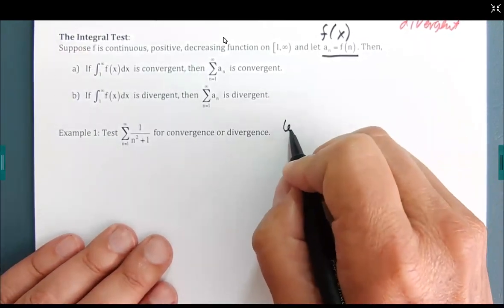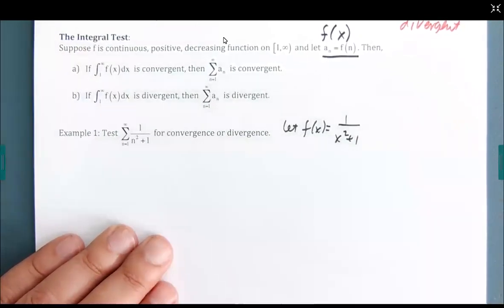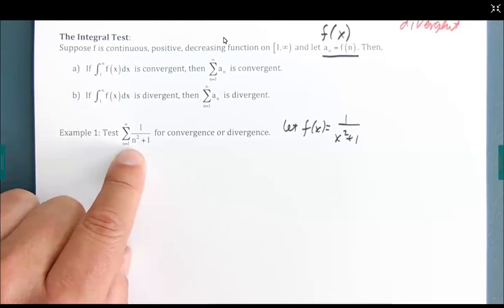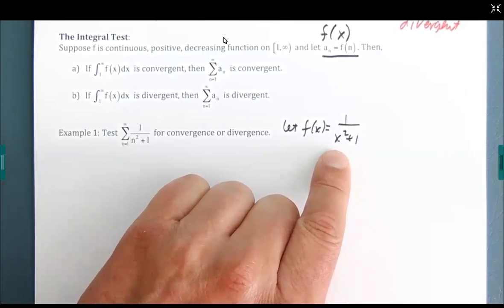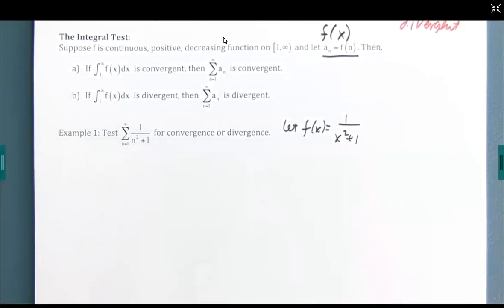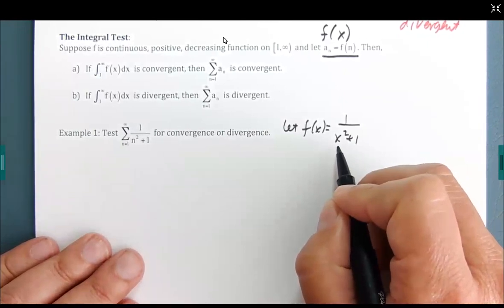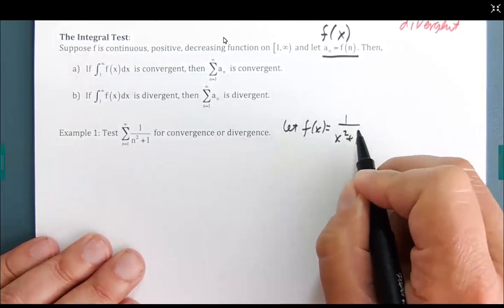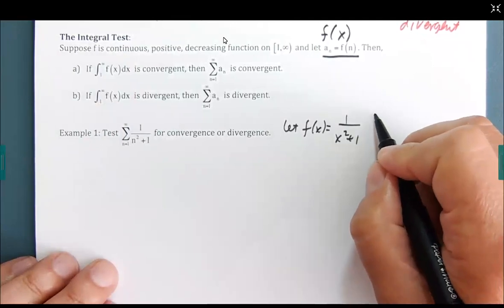In this case, I'm going to let f of x be 1 over x squared plus 1. And you can see I've turned it from a discrete function, where n is 1, 2, 3, 4, 5, to a continuous function where x is 1.00001, and every number in between those two numbers and every number off to infinity as we're looking at this. And because x is being squared and we're only dealing with real numbers and we're adding one to that, that denominator is going to get very large very quickly. So right away we can see that this function is continuous.